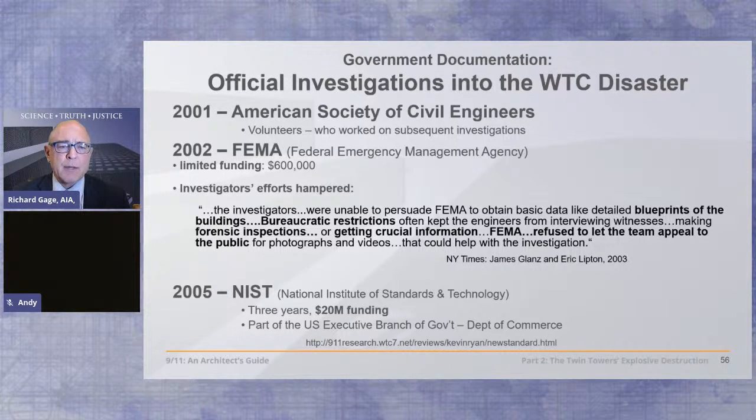who produced their report in 2005, finally had $20 million worth of funding, a semi-reasonable amount of dollars, and we'll find out what they did with those tax dollars in a moment. NIST is the National Institute of Standards and Technology. They were tasked by Congress here to explain the collapses to the American people, and we'll see how they did with that. They're part of the executive branch of government. Their leadership was replaced by the Bush administration prior to taking on this project.